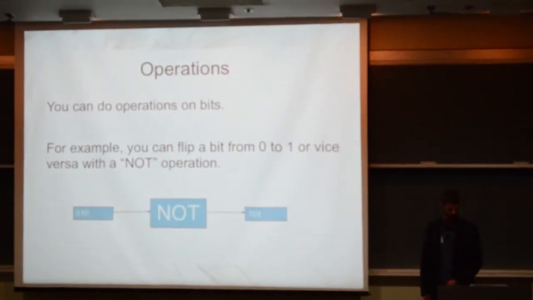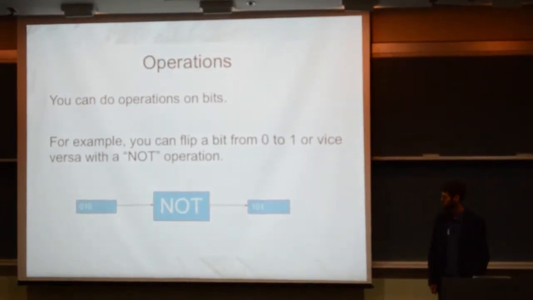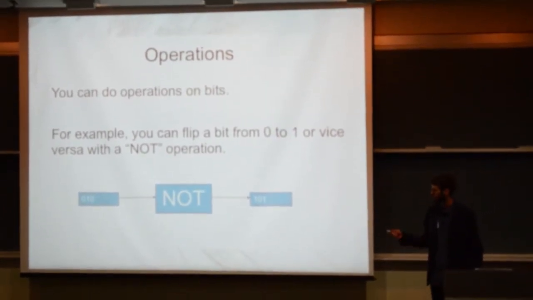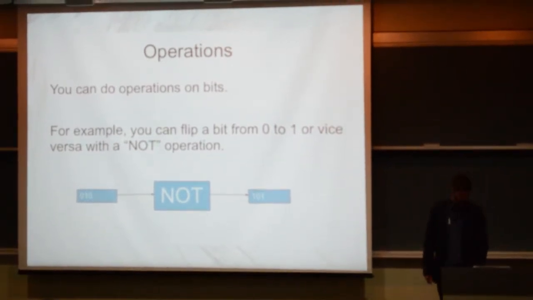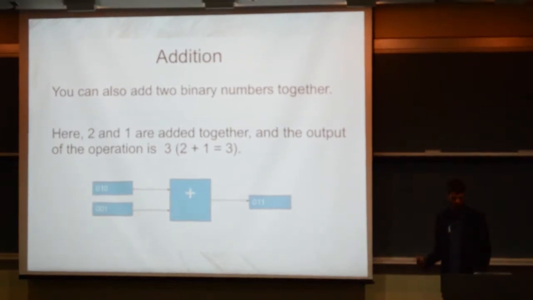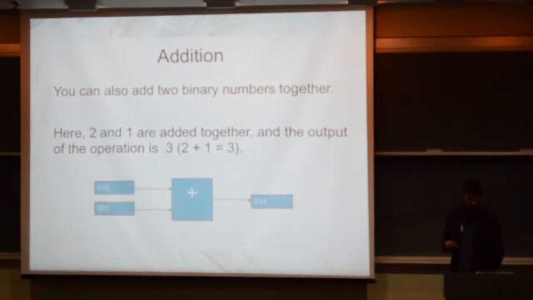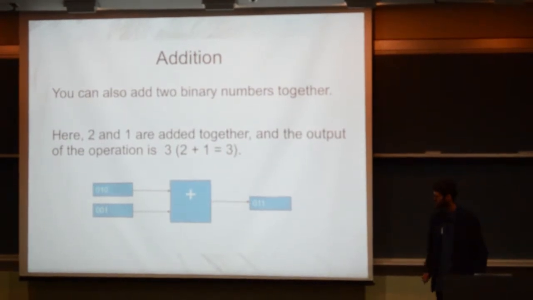And then once we have bits, we can do operations on them. For instance, we can use something called a NOT gate to flip a bit from 0 to 1, or 1 to 0. And here I have a NOT gate operating on 3 bits at the same time. You can also have more interesting gates that take in 2 classical bits at a time, and have an output, such as addition.